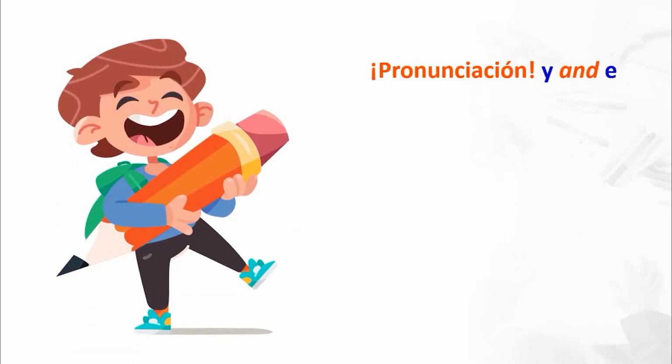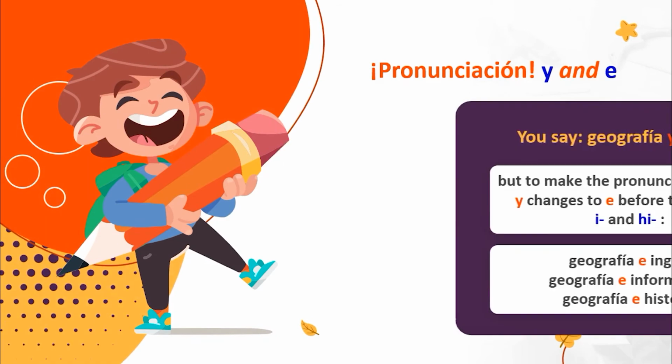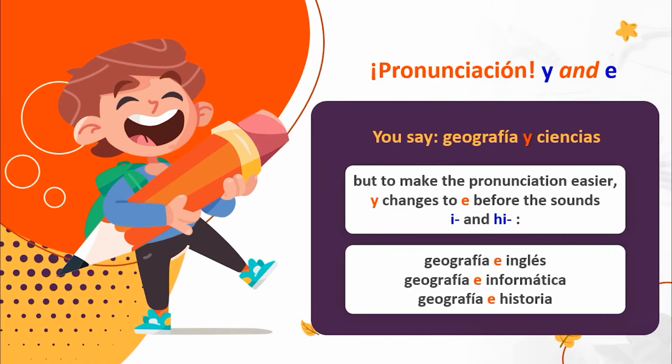I'm going to make a little side note now about the connective or joining word and in Spanish. Normally, to say and, we use y, spelled with a y. For example, geografía y ciencias. However, to make the pronunciation easier, y changes to e, before the sound e, spelled I or hi. For instance, geografía e inglés, geografía e informática, geografía e historia.